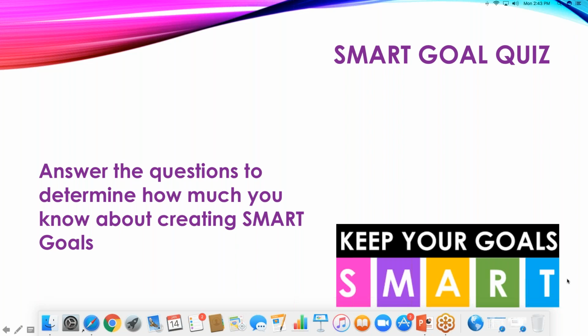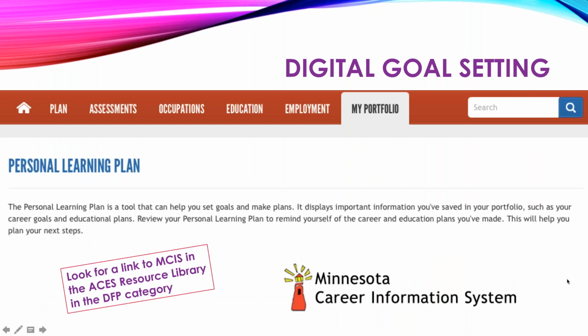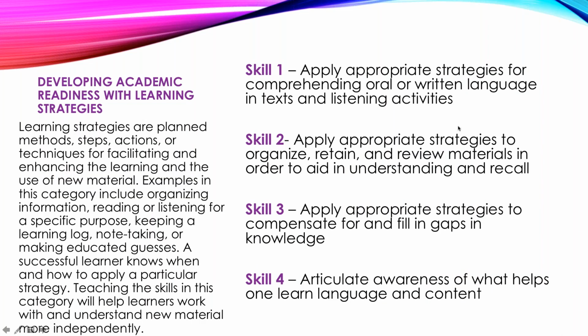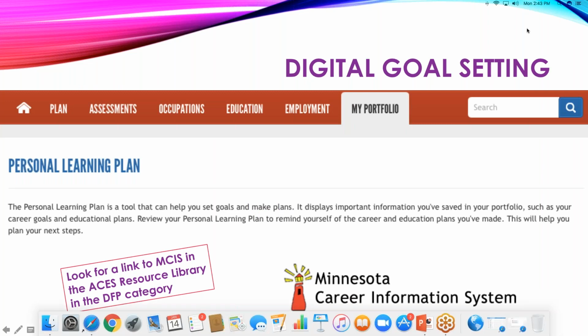Okay, so one other way of thinking about goal setting. About a year or so ago, the MCIS, which is the Minnesota Career Information System, went through a revision process where they added a suite of materials that are just for ABE learners.